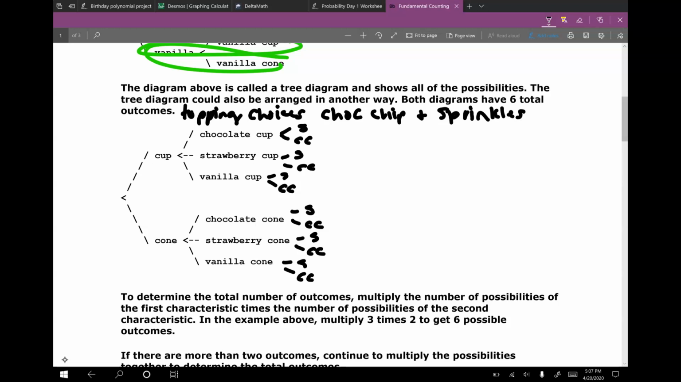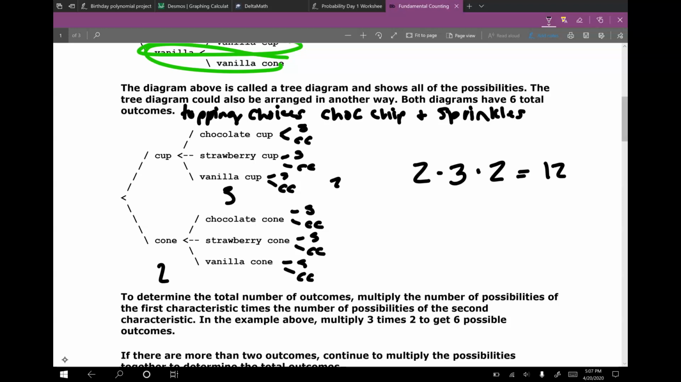You've got 2 options here, 3 options here, and then 2 options here. We're not looking at how many there are of each combination right now. You're multiplying how many options you have. So you can either do a cup or a cone, you can either do chocolate, strawberry, or vanilla, and then you can either do sprinkles or chocolate chips. So then that's going to be 12 different outcomes.